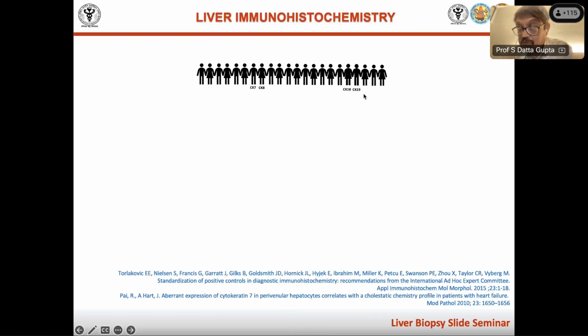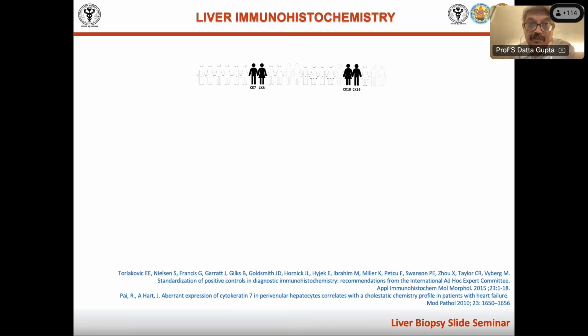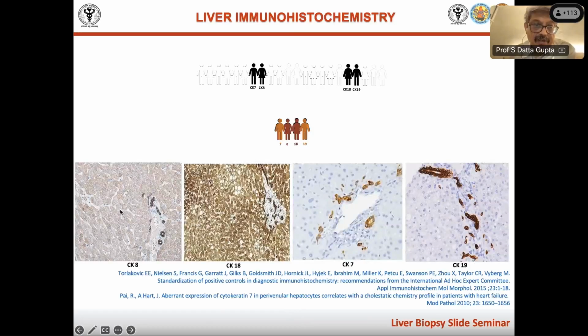These are four very important immunohistochemistry stains we do in the liver. So what is important about 7 and 8, 18 and 19? What we do is, right? We see all four can stain bile ducts, but 7 and 19 will not stain hepatocytes. Therefore, if you want to see any biliary disease, you have to do 7 and 19.